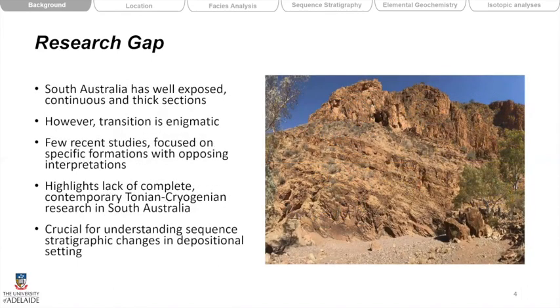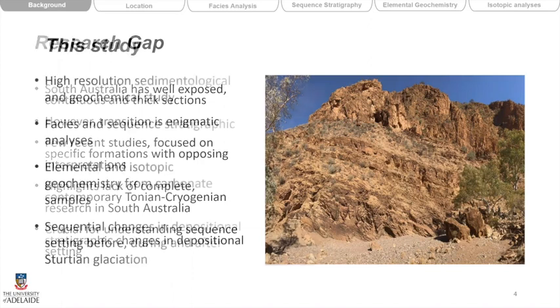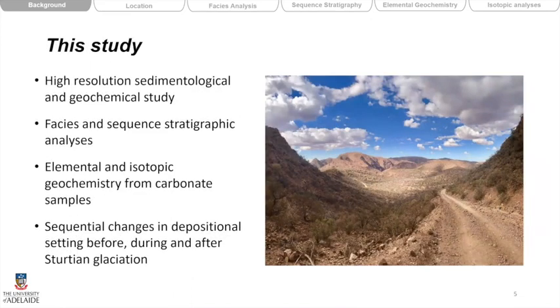South Australia has some of the most well-exposed, continuous and thick sections globally, with up to 5 kilometres of glaciogenic sediments alone. Although this is geologically significant, it remains enigmatic as it hasn't been studied in its entirety. There've been few recent studies, and most of those have focused on specific formations. Within those studies, there are still opposing interpretations of palaeoenvironments, and this highlights the lack of complete contemporary Tonian to Cryogenian research in South Australia. This study is a high-resolution sedimentological and geochemical study.